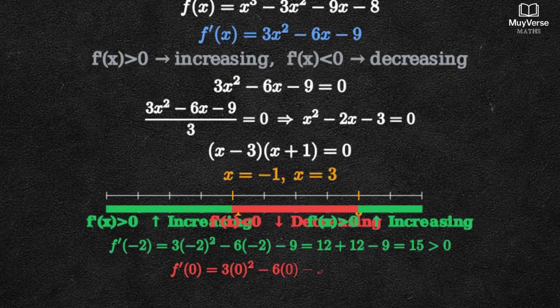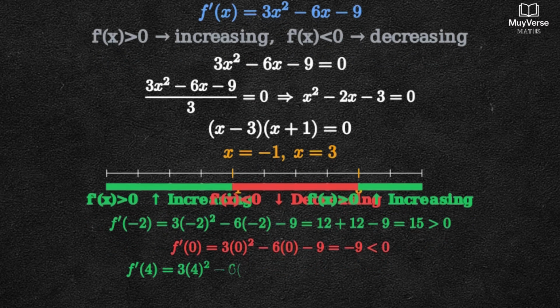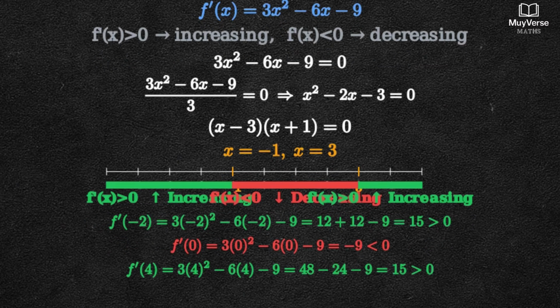Test the middle interval with x equals 0. F prime of 0 equals -9, which is negative, so decreasing. Test the right interval with x equals 4. F prime of 4 equals 15, positive, so increasing.